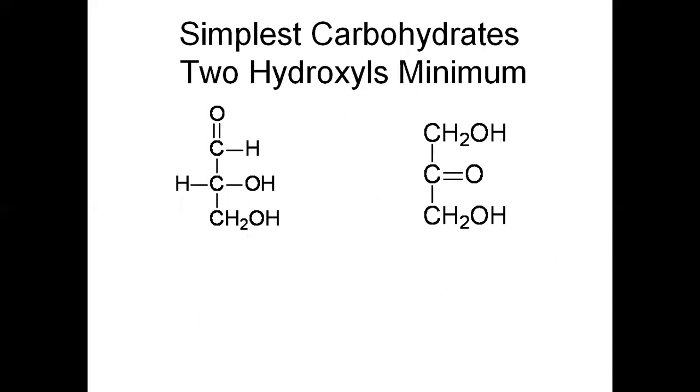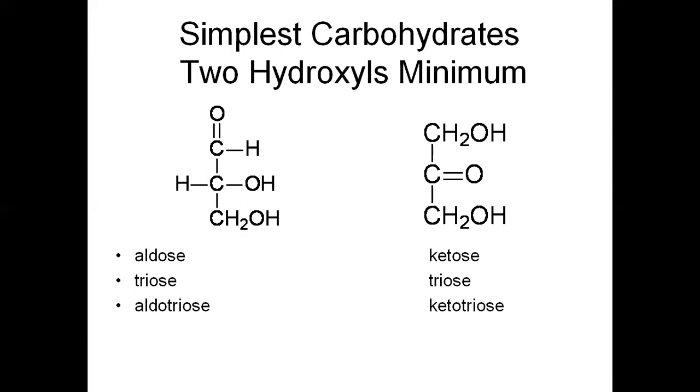By this definition, the simplest carbohydrates must have 3 carbons, and the 2 simplest carbohydrates are shown on this slide. On the left is what we would call an aldose because it contains an aldehyde group, and on the right we would have a ketose, which contains a ketone group. Both of these would be referred to as a triose because they contain 3 carbons, and they're carbohydrates. Therefore, a complete name for the left molecule is an aldotriose, and the right molecule is a ketotriose.